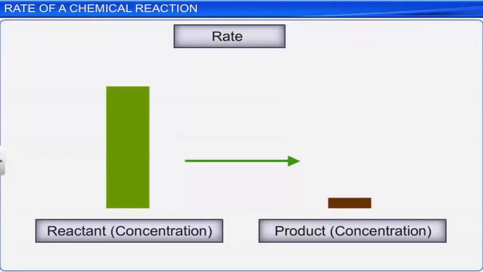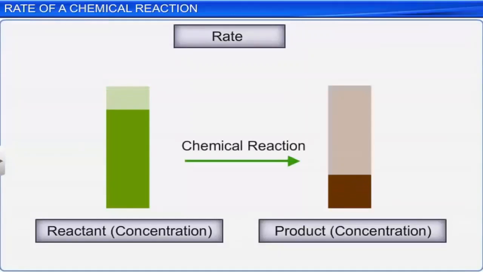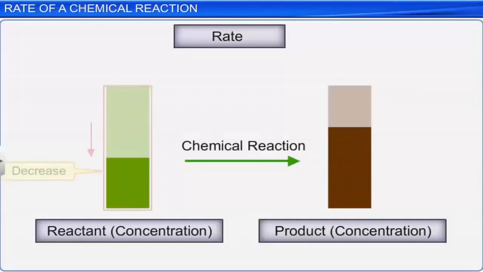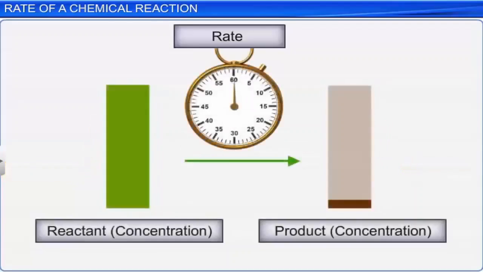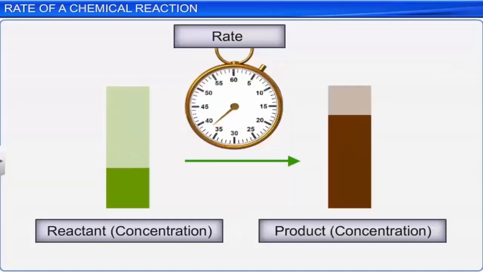In chemical kinetics, the rate of a chemical reaction is defined as the rate of decrease in the concentration of the reactant, or the rate of increase in the concentration of the product. Thus, the change in the concentration of the reactants or products with respect to time is called the rate of a reaction. In other words, the reaction rate or the rate of reaction specifies how fast a reaction takes place.